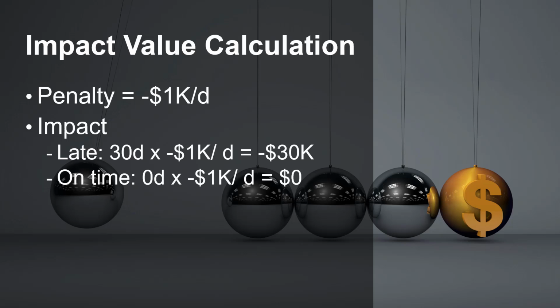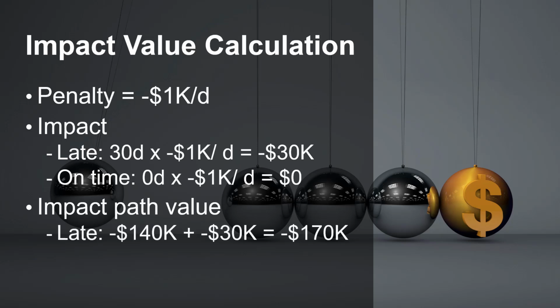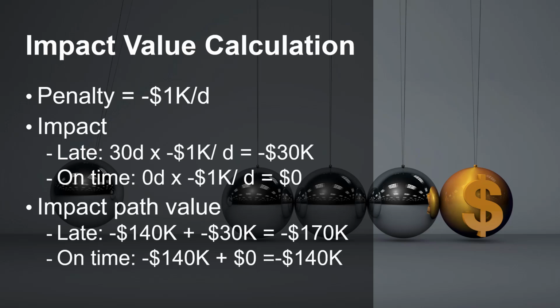We next calculate the impact path value by adding the total penalty to the original bid. Our original bid cost us minus 140,000, so we add the impact of being late, which is minus 30,000, to get a total of minus 170,000. Since there is no impact or expense for being on time, our high bid remains as quoted, which would cost us $140,000. Let me quickly plug these results into our decision tree and take a look.